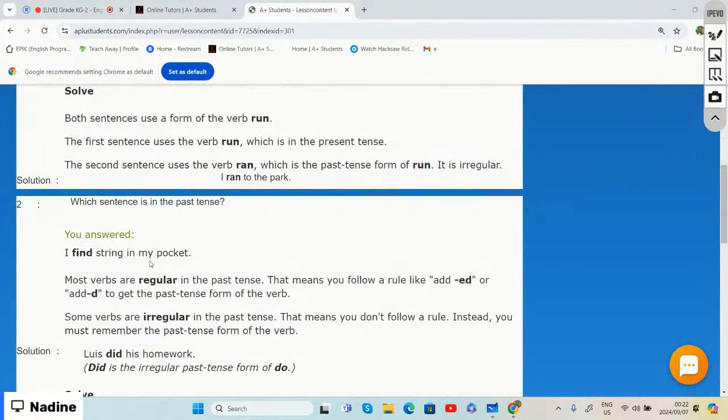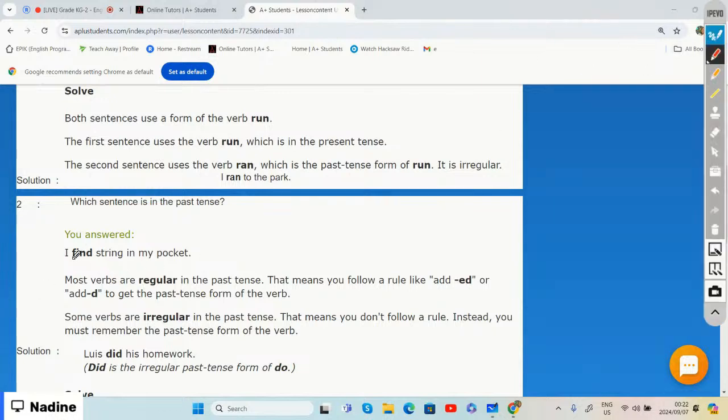All right, I find string in my pocket. We need to find the past tense of the word find. So which sentence is in the past tense? That word find. We need to find the past tense of the word find.